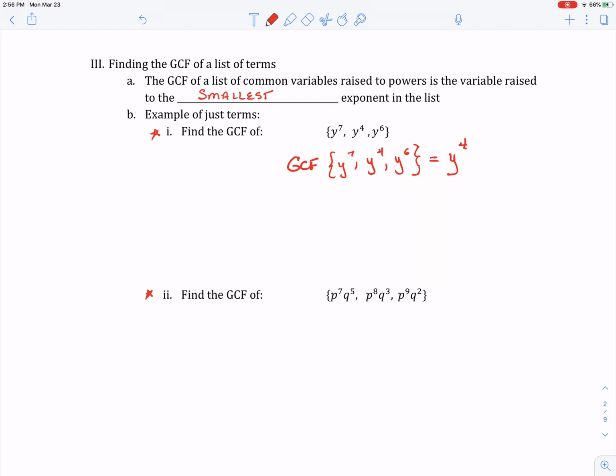If we quickly look at these down here: p to the 7th, p to the 5th, p to the 8th, p to the 3rd, p to the 9th, q to the 2nd. So let's see here. It looks like q to the 2nd is the lowest exponent on the variable q, and p to the 7th is the lowest exponent on the variable p. So the GCF here, let's write it up here, so we can get the notation without having to rewrite all this, is p to the 7th, q to the 2nd, going again for the lowest power on each of the variables.